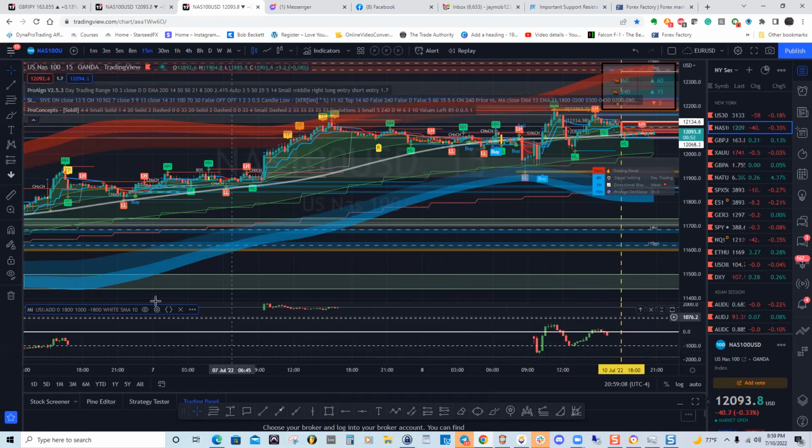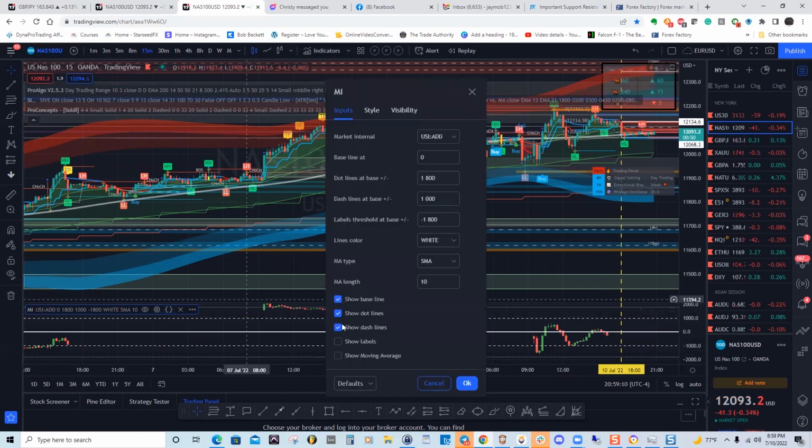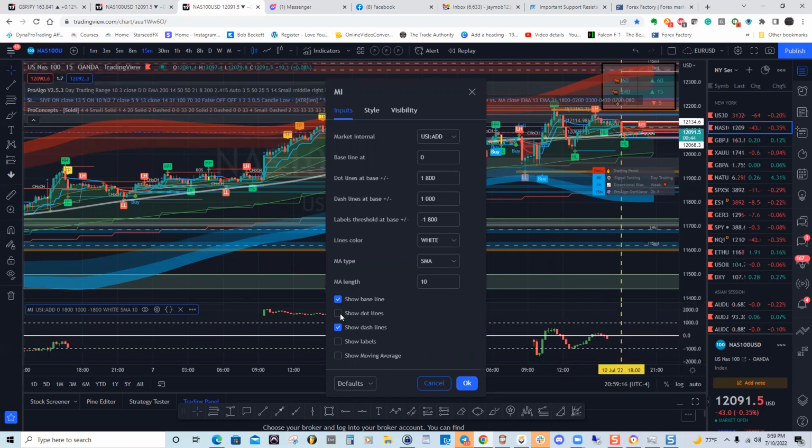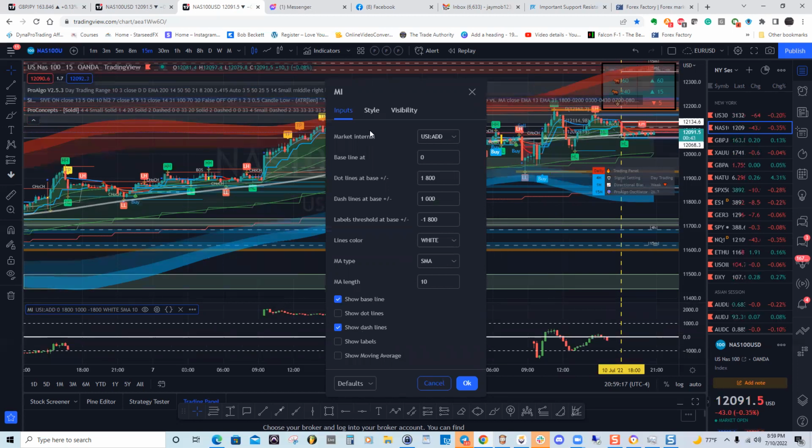I don't think you need the dash lines. Let's see. Dash lines you'll need. Need that. Dot lines. Okay, I'll need that. Okay, here we go.